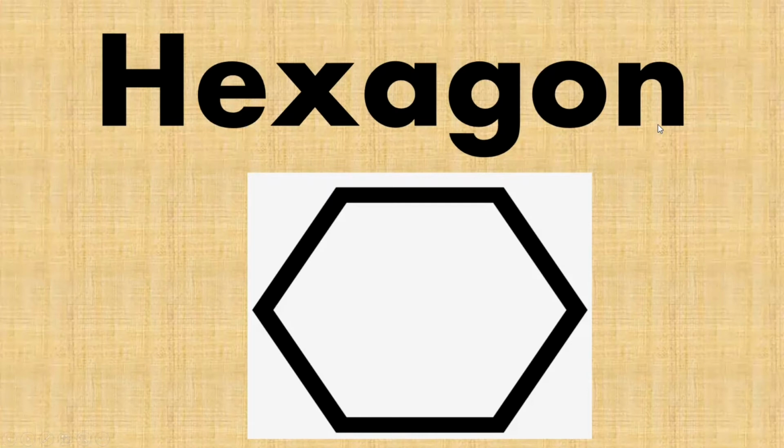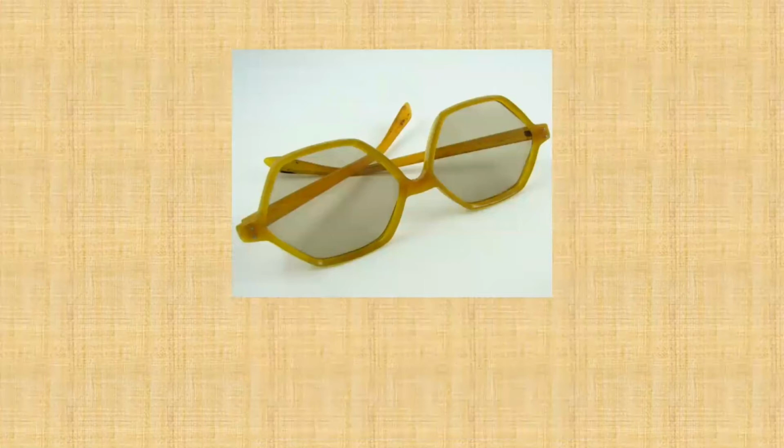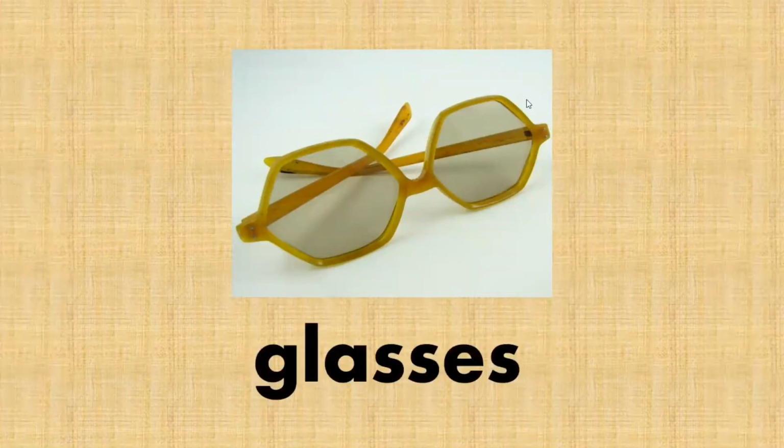H-E-X-A-G-O-N. Hexagon. Okay, what are the examples? This one is a hexagon glasses. As you can see, the shape is like a hexagon, right? It has 6 sides.